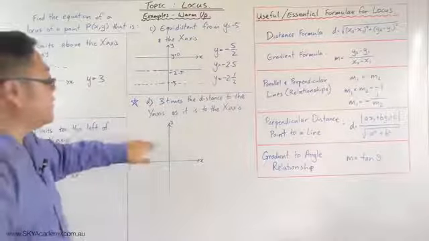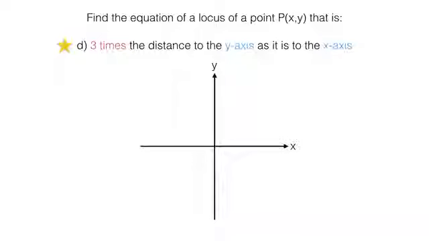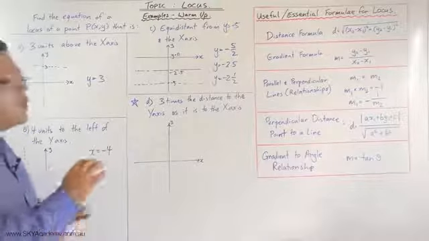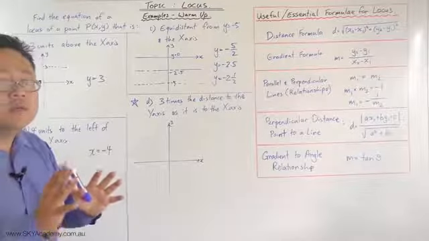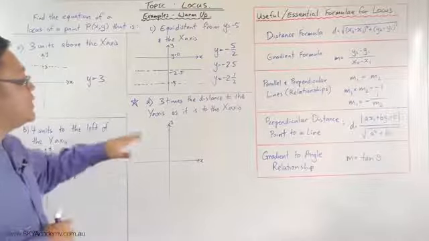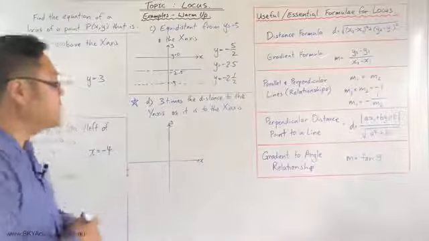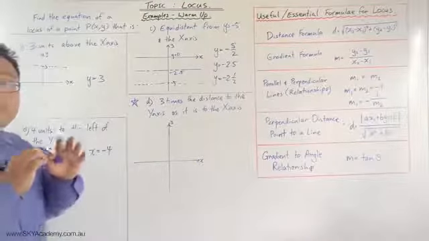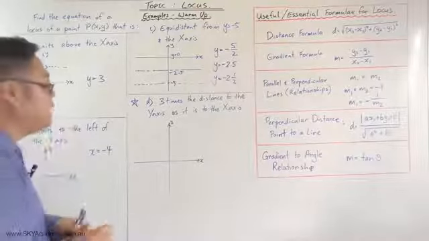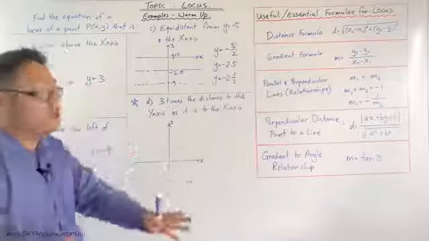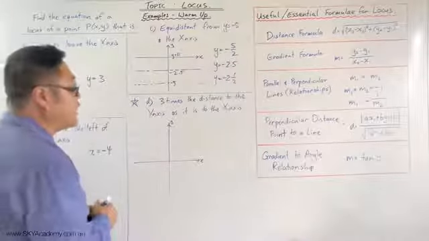The last one here: 3 times the distance to the y-axis as it is to the x-axis, all right? So basically, this one, you kind of do need to use some of these formulas, but let me just show you how I would do this. You could use the formula, and you kind of don't need to. So let me show you what I would do.